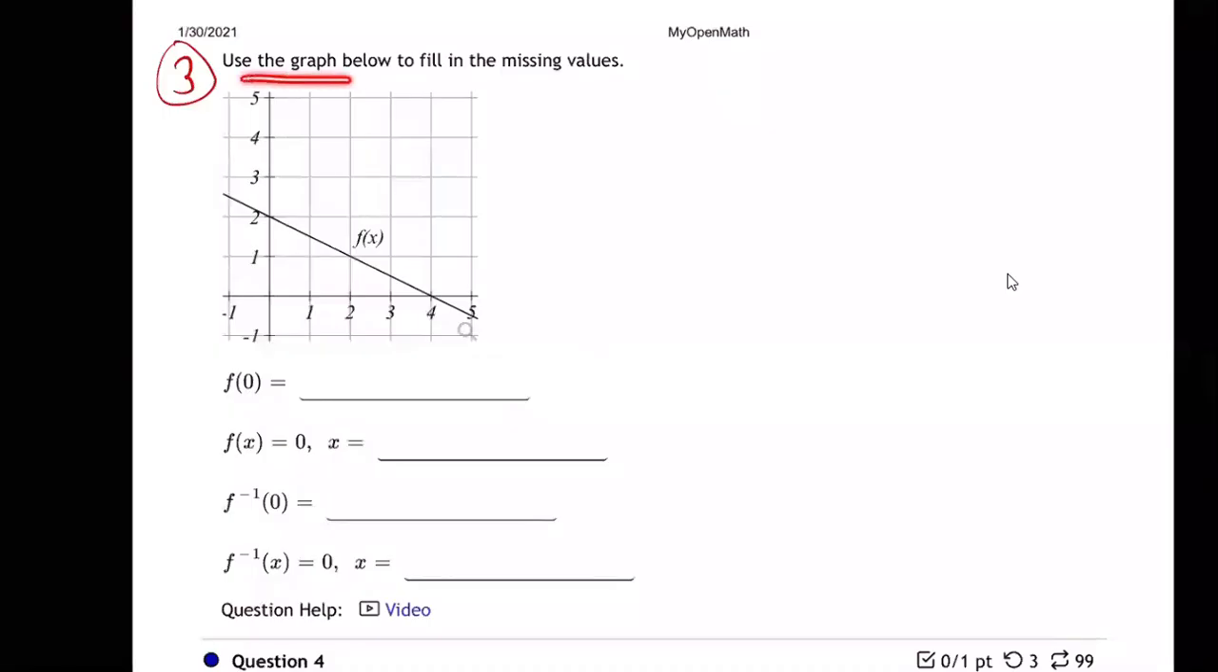Number 3, use the graph below to fill in the missing values. So they're giving us a function, and then they're asking us a whole whop of questions about the function, about the graph that's on that axis system. Well, how's this going to work?